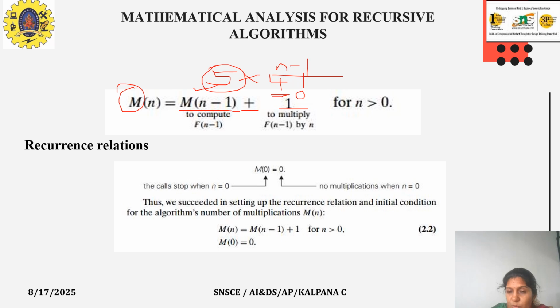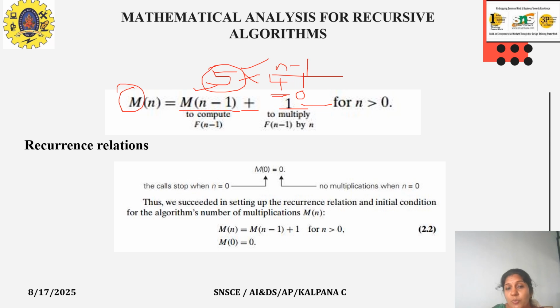This 4 factorial requires n minus 1 multiplications, plus this n, I need to multiply n minus 1 with n. So 1 plus 1 multiplication is required. So how many? M of n minus 1 plus 1 multiplication. This I have written like this, for n greater than 0. If n is equal to 0, it returns 1.